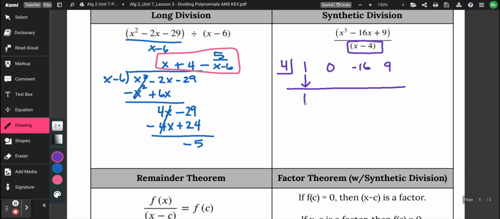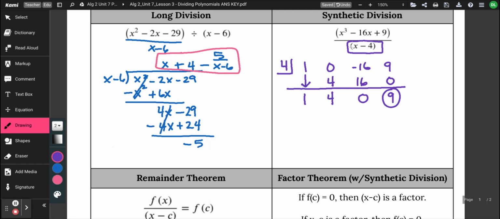So 4 times 1 is 4. So that goes in the next spot. And then we add straight down. 0 plus 4 is 4. Multiply. 4 times 4 is 16. That goes in the next spot. Add straight down. Negative 16 plus positive 16 is 0. And then multiply the diagonal. 4 times 0 is 0. And then add straight down. 9 plus 0 is 9. And this is my remainder.